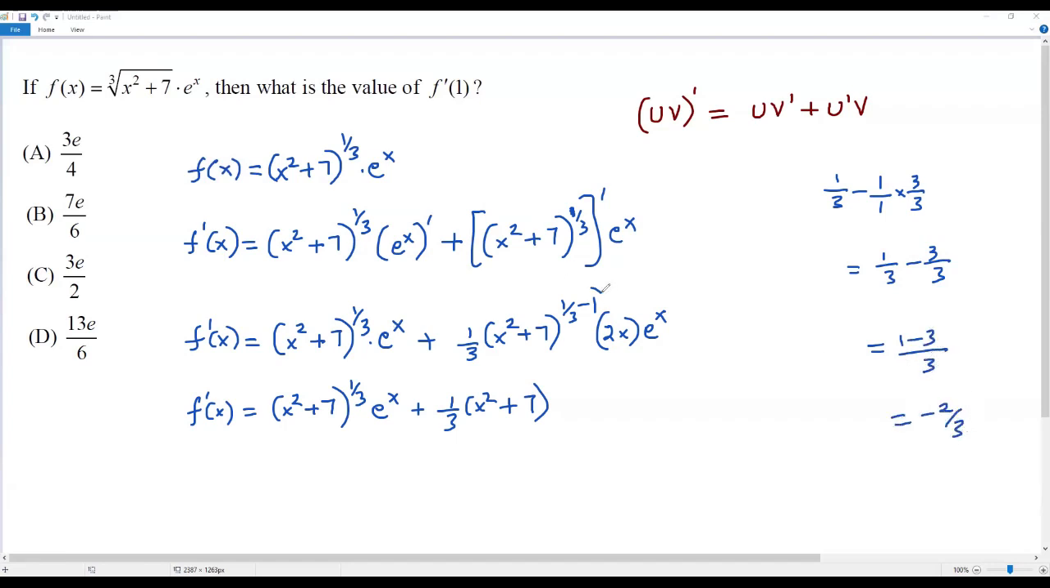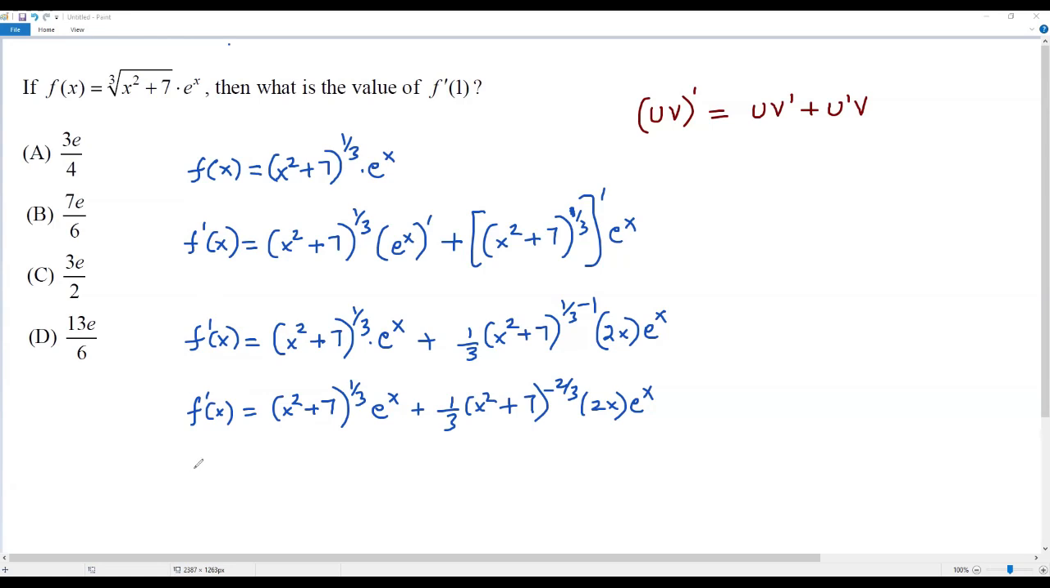So the simplification of 1/3 minus 1 is negative 2/3. Let me write it out here: negative 2/3 times 2x times e to the x power. Now we can plug in 1 for x over here, because our aim is to find the value of f prime of 1.